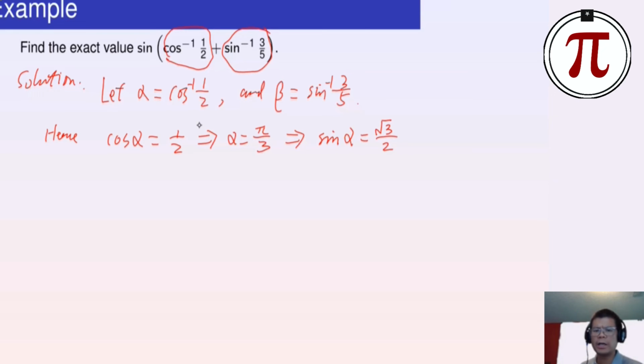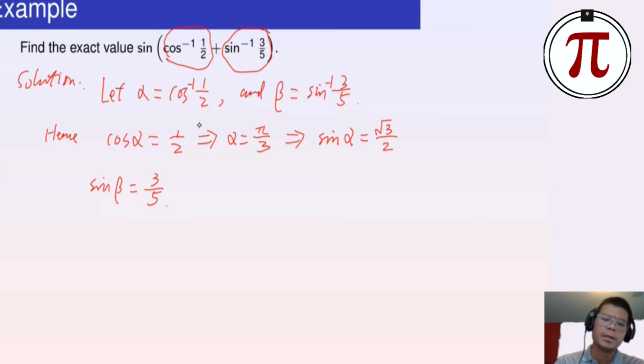Now, what if I do not have a special angle, like the second one, beta? So beta equals inverse sine 3/5. So sine of beta equals 3/5. Now, beta must be between negative pi over 2 and pi over 2, and the sine is positive. So beta is in the first quadrant, yes? So cosine beta will also be positive.